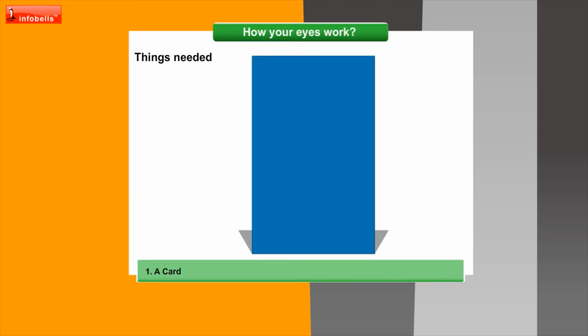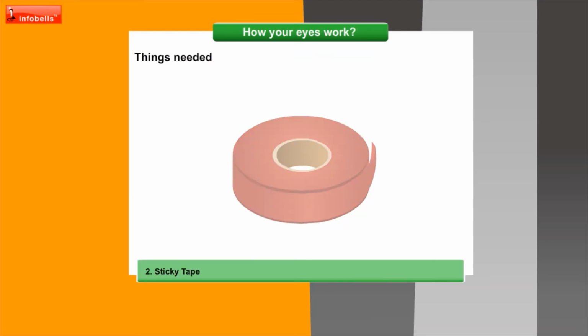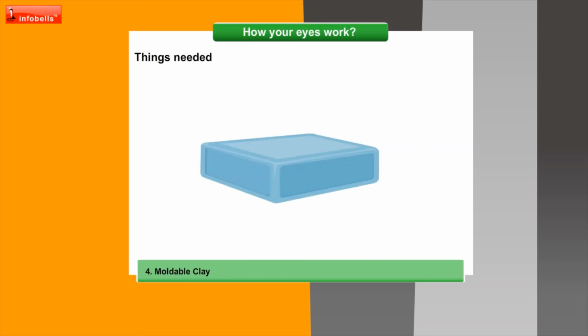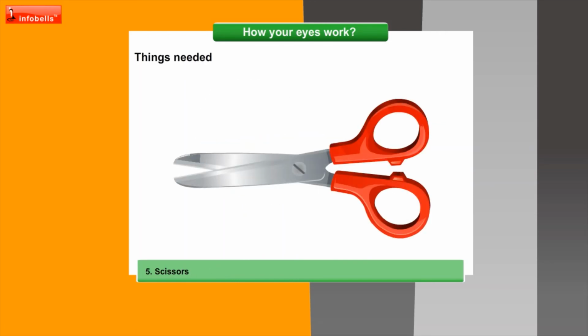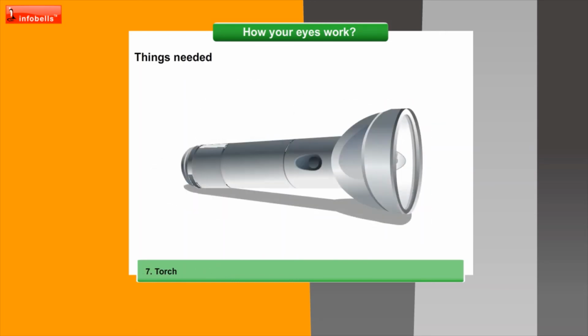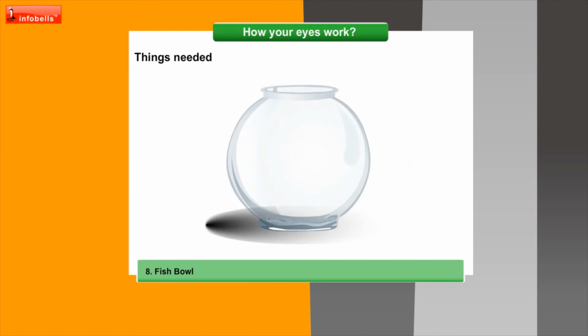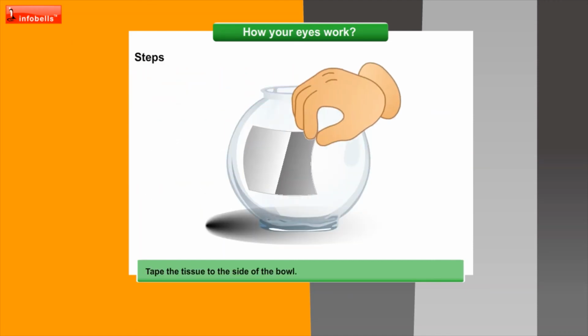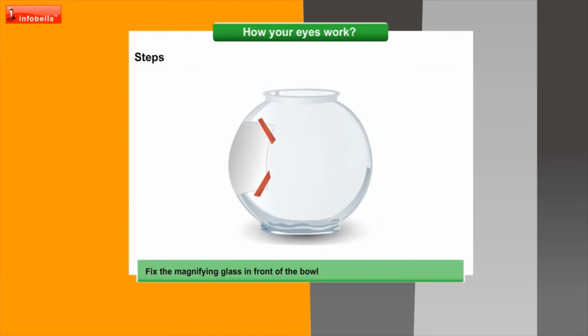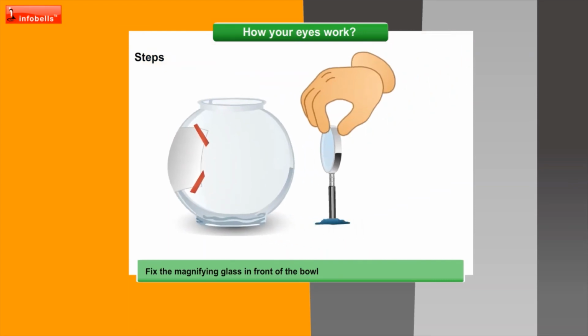So what do we need to begin? A card, sticky tape, magnifying glass, moldable clay, scissors, tissue paper, torch, and fish bowl. What do we do next? First, tape the tissue to the side of the bowl. Fix the magnifying glass in front of the bowl with moldable clay like this.